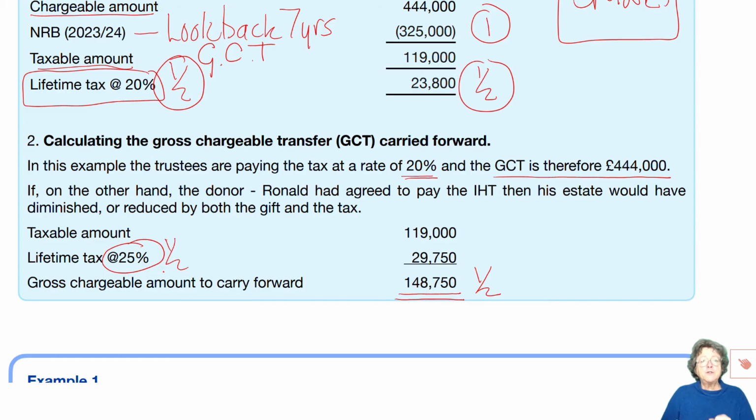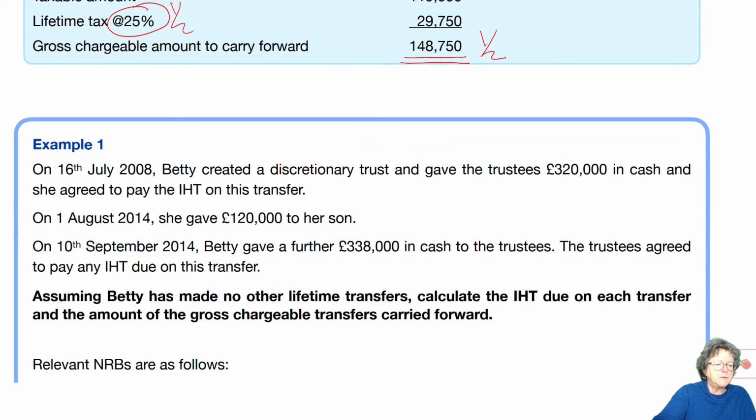Because if it comes up in the exam, these examples that we're doing here are the sort of thing that you will have to do in the exam. And it's very possible you can pick up full marks on an IHT if you are confident with your work. So please give it some time and some attention.